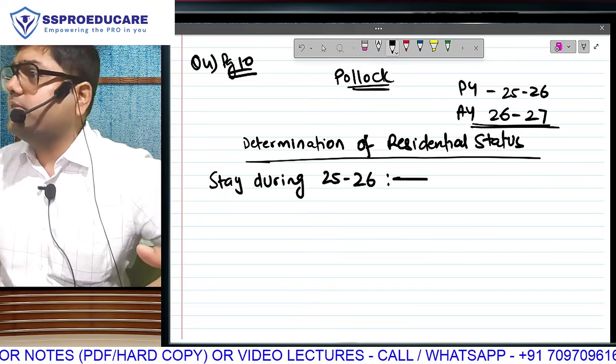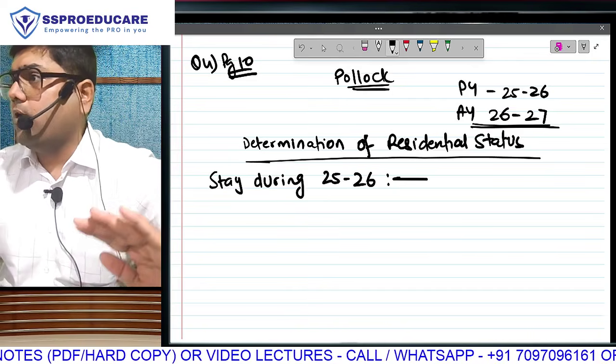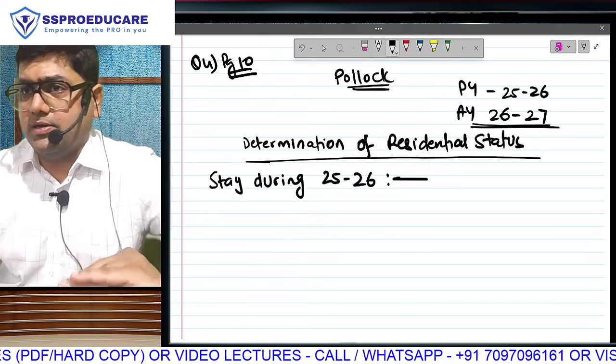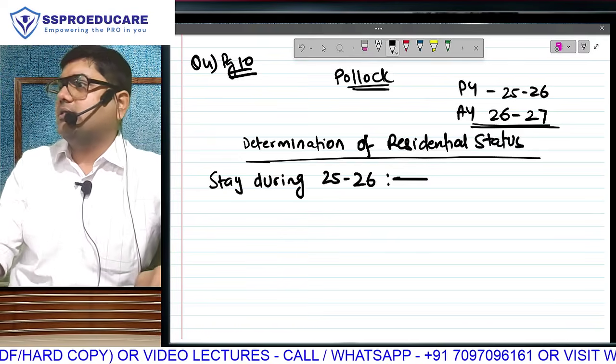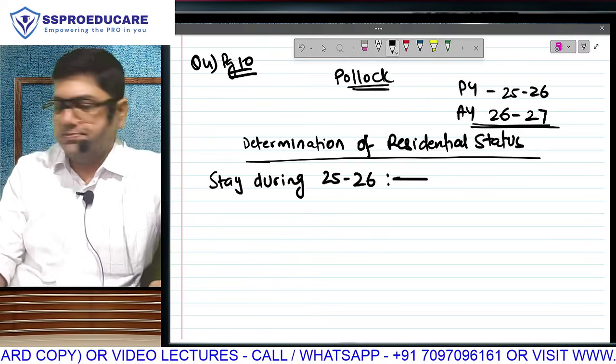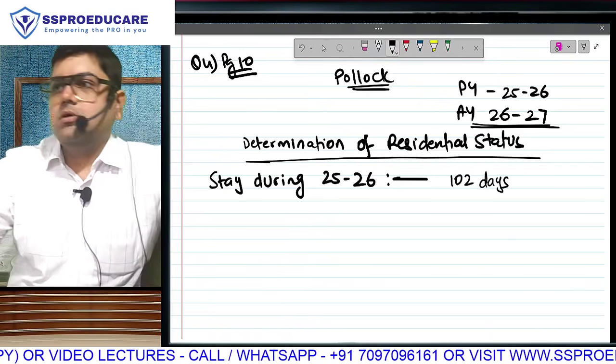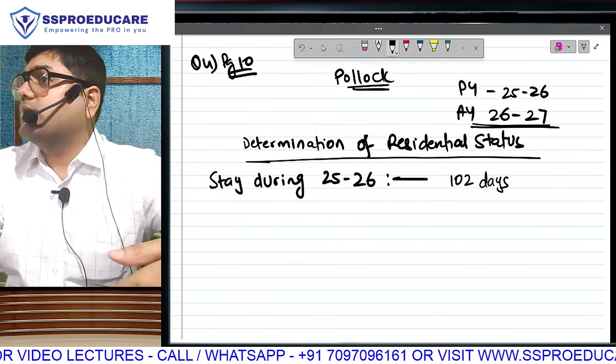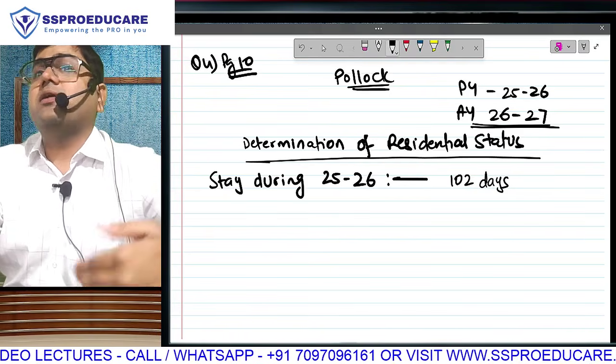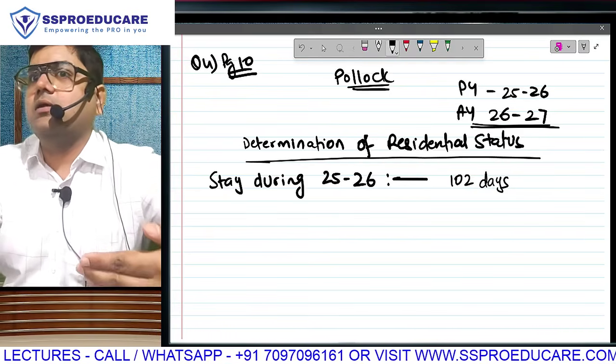Facts of the taxpayer the question will give you. Law you have to learn. What is the fact of the taxpayer? What is the stay in 25-26? 102 days. What are you thinking now? More than what we are writing, it is important. We need to know what you are thinking. What are you thinking?